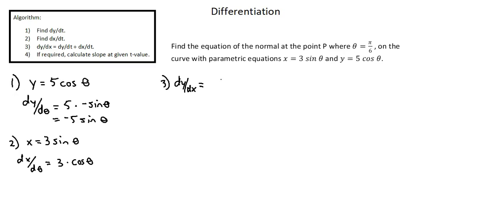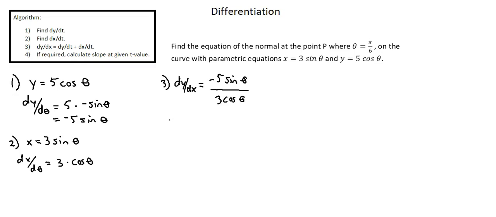Step 3, the derivative of y with respect to x is the derivative of y with respect to theta in the numerator. That calculation for us is negative 5 sine theta. And in the denominator, derivative of x with respect to theta. That for us is 3 cosine theta.